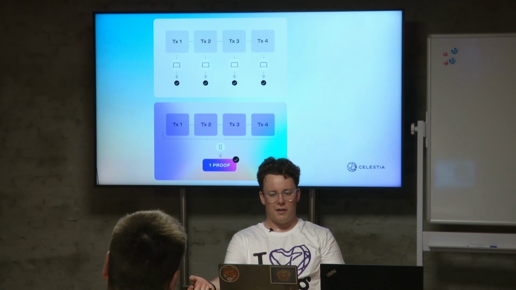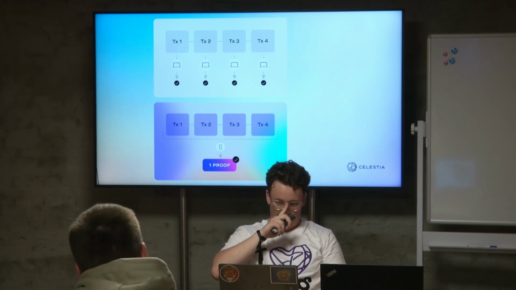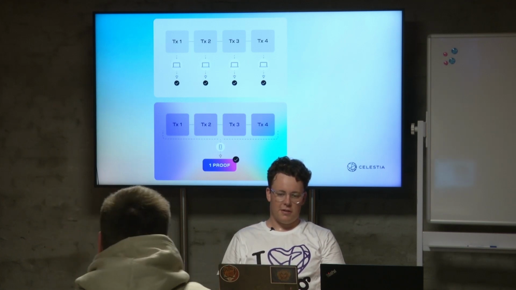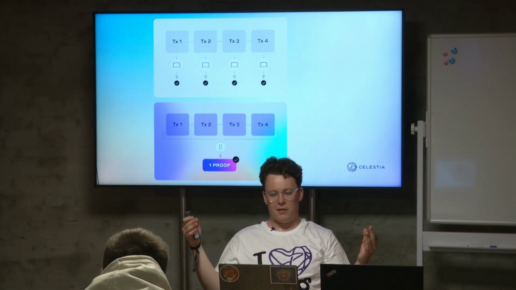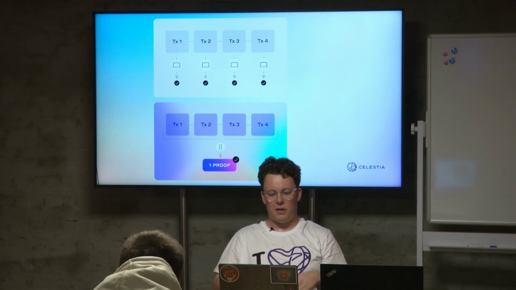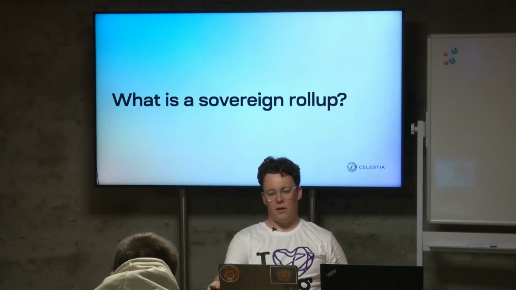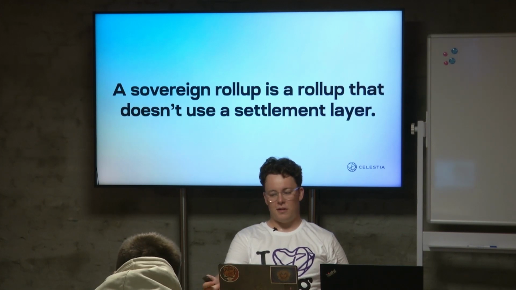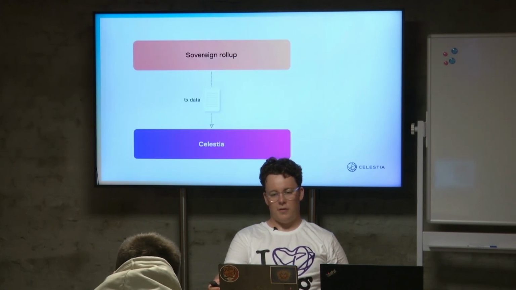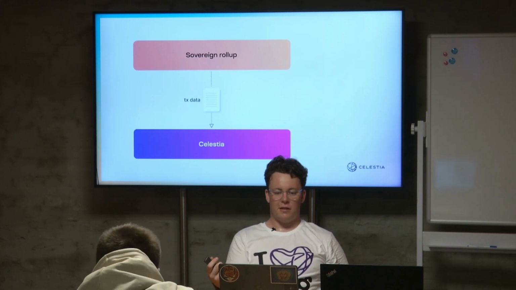What this looks like in practice is a rollup is on the top of the image here, taking in user transactions and basically batching them into a proof that gets posted to Celestia, which is the purple box on the very bottom. And a sovereign rollup is a rollup that doesn't use a settlement layer. So a sovereign rollup posts its transaction data directly to Celestia.